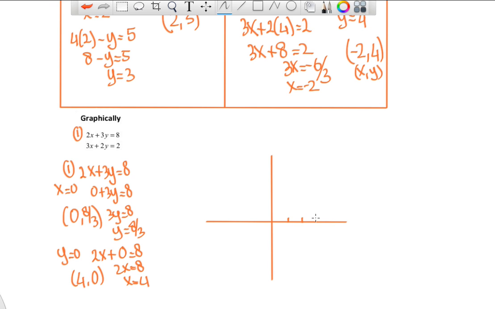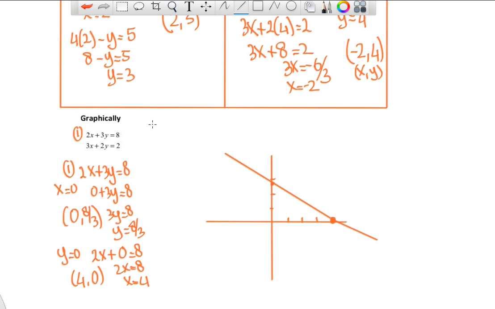So 1, 2, 3, 4. I get a dot there. And then 0, 8 over 3. And then, so here's the problem a little bit. 8 over 3 is just under 3. So that's over here. So that's not really a very accurate point. Okay? So let's see if I can go a straight line. So it looks a little like this. Okay.